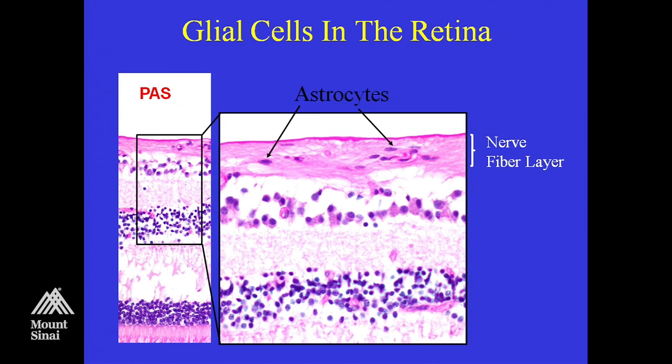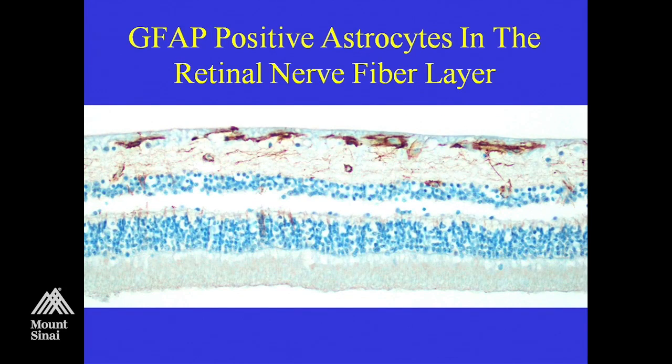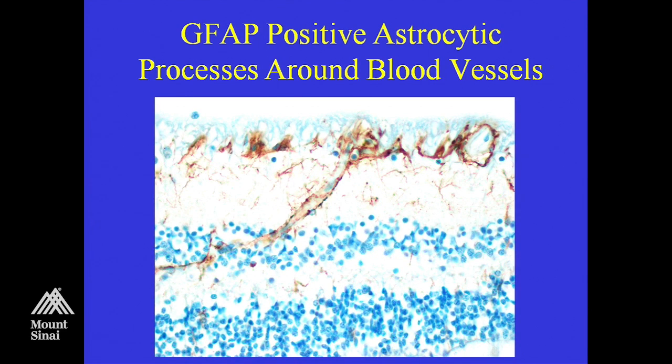This is the axons from the ganglion cells that are going back to form the optic nerve. You can see them as these elongated oval cells in the nerve fiber layer. When you stain with GFAP, you can see these around blood vessels and with the extending processes in the nerve fiber layer down into the interplexiform layer, maybe a hint of radial glial processes in the deeper portions of this retina as well. As in the brain, these astrocytes are important in forming a barrier with blood vessels.